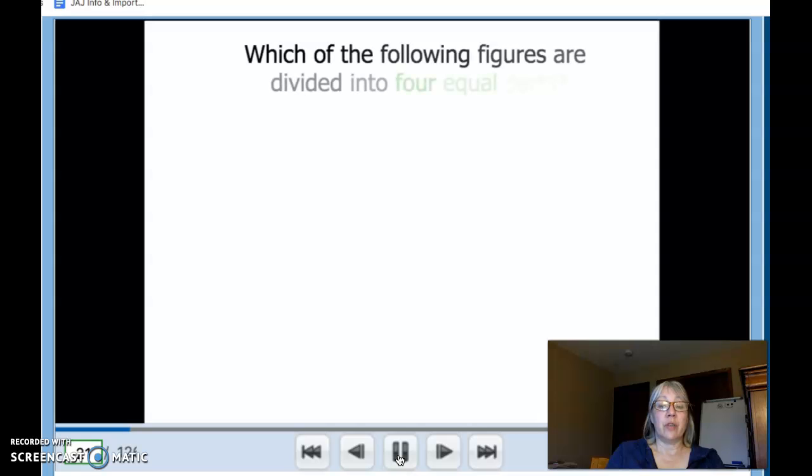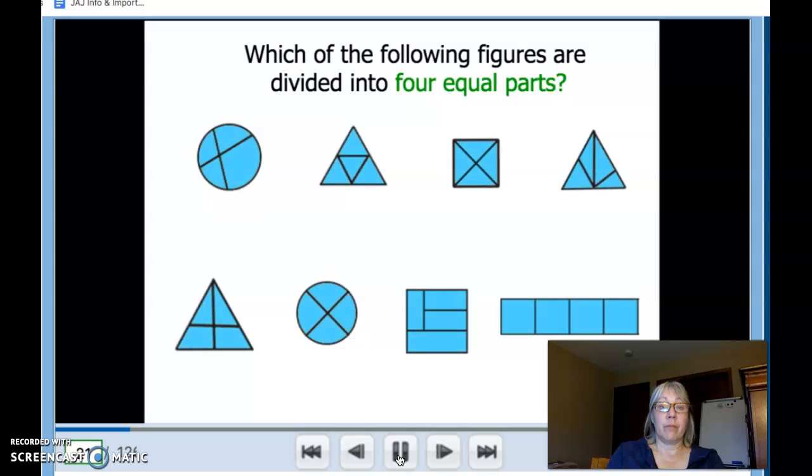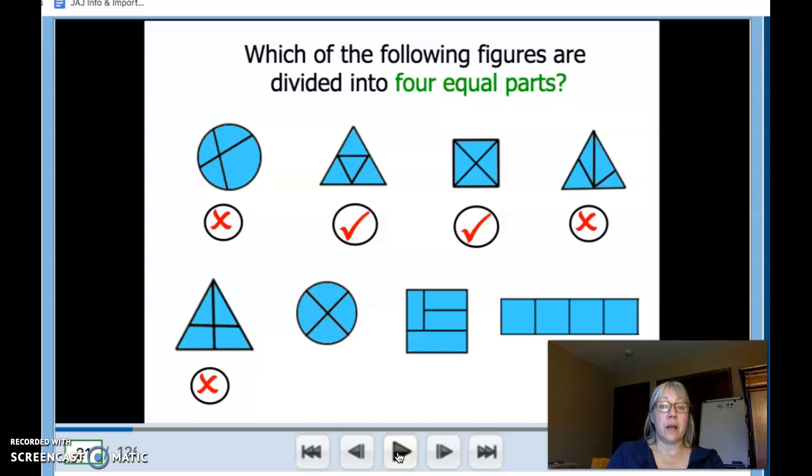Which of the following figures are divided into four equal parts? The first one is no. The next one is yes. The next one is yes. The next one is no. The next one is no. The next one is yes. The next one is no. And the last one is yes.